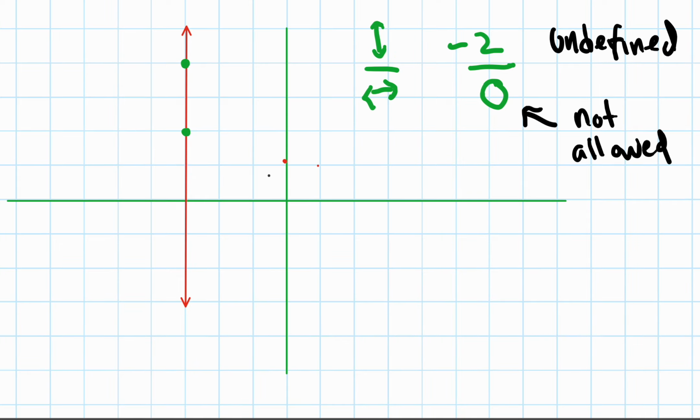And so a vertical slope, this would be 1, 2, 3. X equals negative 3 is the line. Vertical lines are going to have an undefined slope because they don't move left or right, so it will be 0 on the denominator.